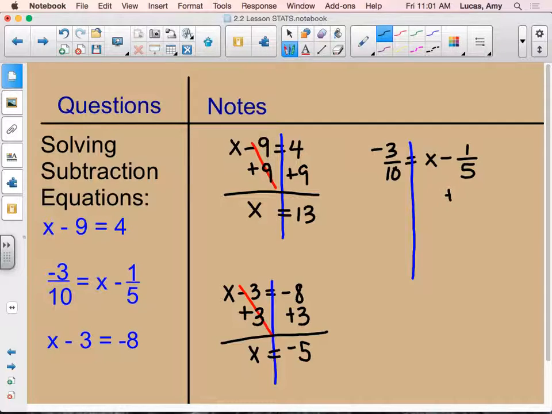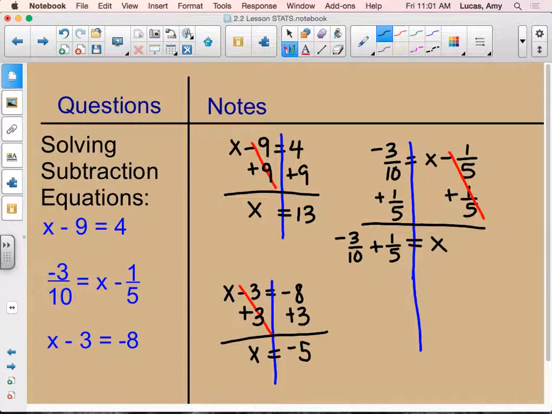Now the trickier one, I'm subtracting 1/5. The inverse of that is adding 1/5. So I'm going to write this one as -3/10 plus 1/5. And the common denominator on this one is 10. So I'm only going to have to rewrite one of my fractions. So 5 times 2 is 10. 1 times 2 is 2. -3 plus 2 is -1. So -1/10 equals x.